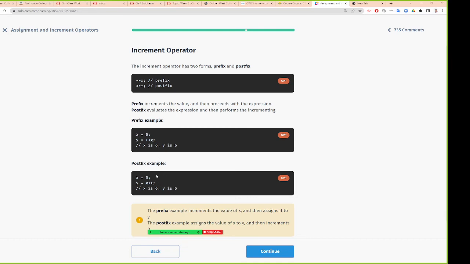All right. If you do postfix, the value will be changed after this. So here x is 6 right now, but y is still 5. We usually use postfix because we don't want to alter the value while we are doing a program.